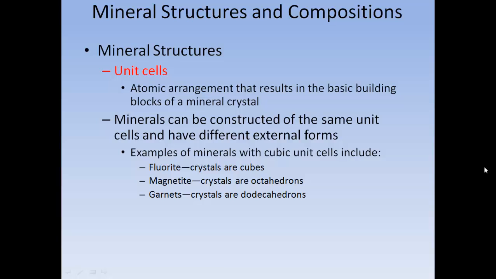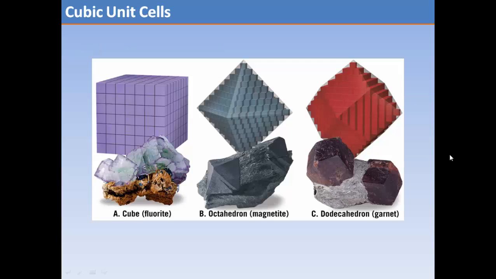Okay, so minerals with a cubic unit cell include fluorite. Crystals can be cubes. Magnetite, the crystals can be octahedrons of 8 sides. Garnets, those crystals can form dodecahedrons, yet they still have a cubic unit cell. Okay, so basically, the unit cell forms basically a cube, but they put together differently. So the fluorite will form cubes. Okay, the magnetite will form octahedrons, and the garnet form a 12-sided shape called a dodecahedron.